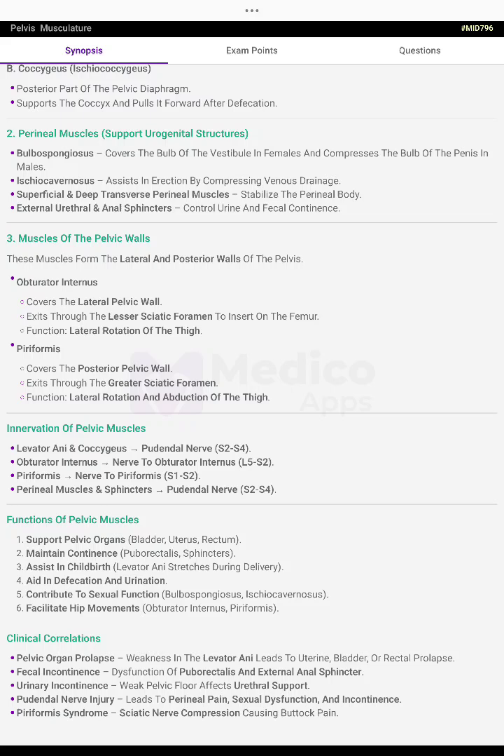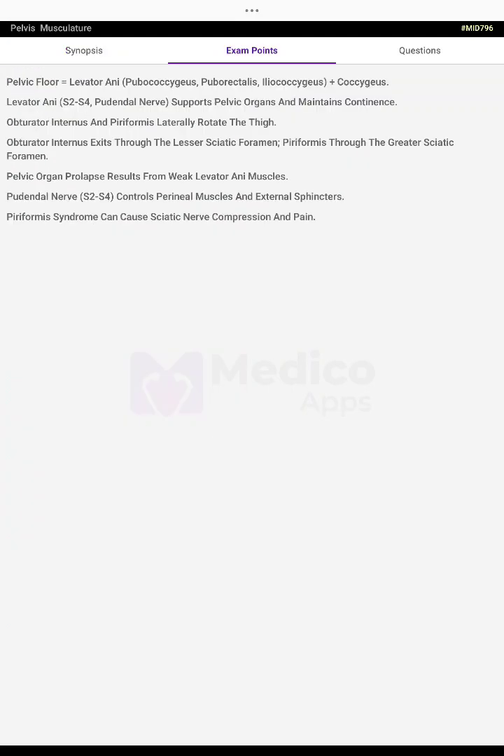Pelvic organ prolapse: weakness in the levator ani leads to uterine, bladder, or rectal prolapse. Fecal incontinence: weakness of the puborectalis and the external anal sphincter. Urinary incontinence: a weak pelvic floor affects urethral support. Pudendal nerve injury leads to perineal pain, sexual dysfunction, and incontinence. Piriformis syndrome: sciatic nerve compression causing buttock pain.